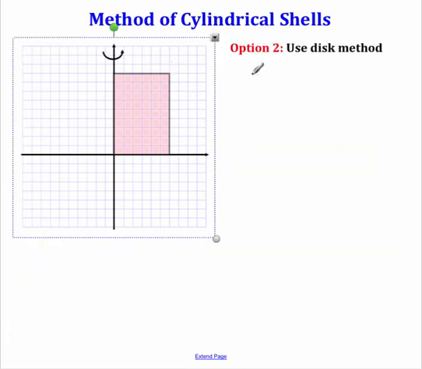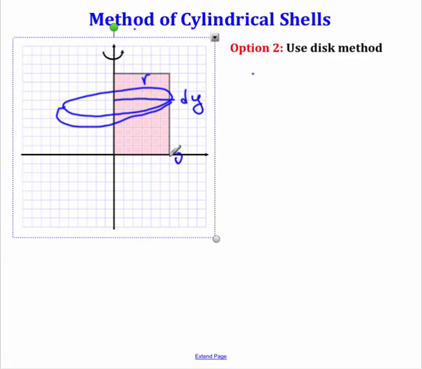Alright, so the first thing I want to do is show you how to use the disk method, just to refresh your memory. I'm going to draw one disk, which would be representative of a cross-section of our cylinder. Not the best drawing, but we're going to have to slice it horizontally, which means that we would have to use dy, which means that everything needs to be in terms of y. So my limits of integration are going to be in terms of y, from 0 to 10.